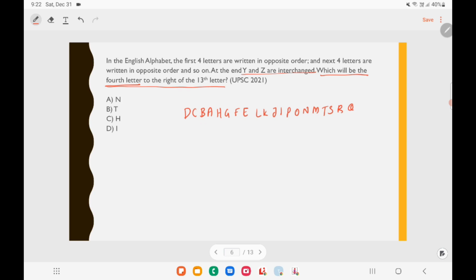So we need to find out which is the 13th letter here. So 1, 2, 3, 4, 5, 6, 7, 8, 9, 10, 11, 12, 13. So P is the 13th letter. So the question has asked which will be the 4th letter to the right of the 13th letter. So this is the 13th letter P. So the 4th letter to the right of P is 1, 2, 3 and 4. So the answer is T.